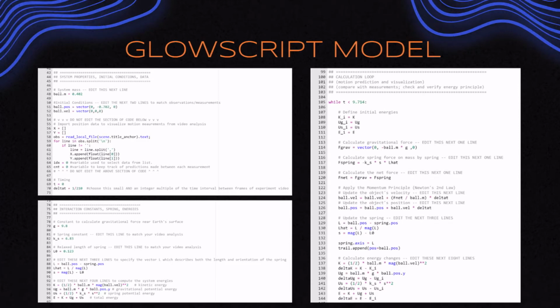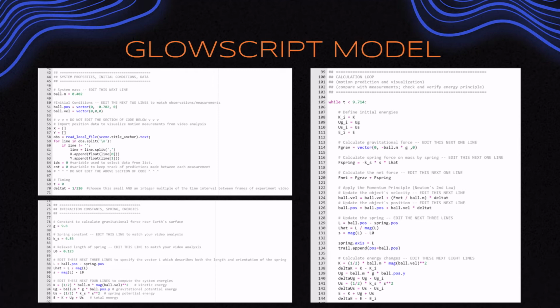Moving on, we have the GlowScript model that we're using to compare the observed data. We have the mass, then the position, the velocity, initial. We have delta t, and we have time starting at 0. Then we have the gravitational constant, the spring constant, the relaxed length of the spring, and then we have L, which is the current length of the spring, L hat, the direction, and s, which is how compressed or extended the spring is. Then we have the different types of energy. We've already discussed this: kinetic, potential, and the total energy is equal to all those added together.